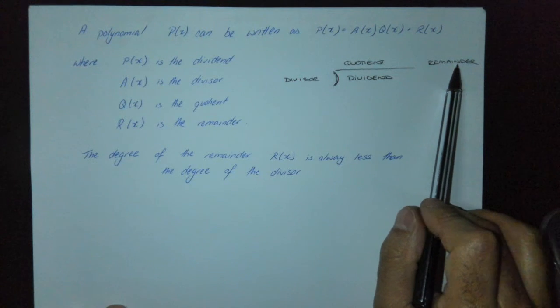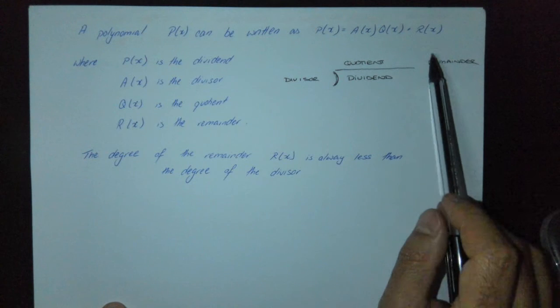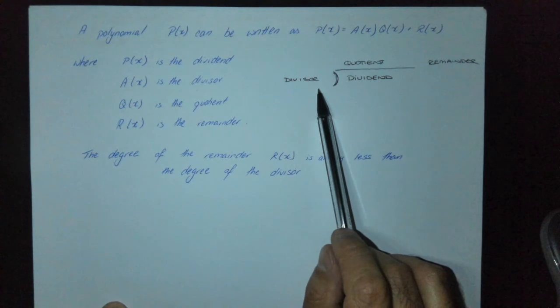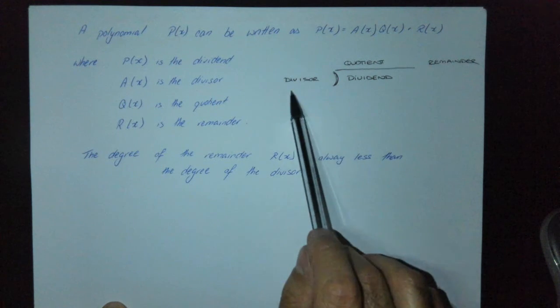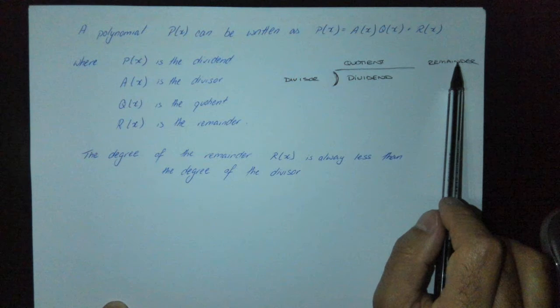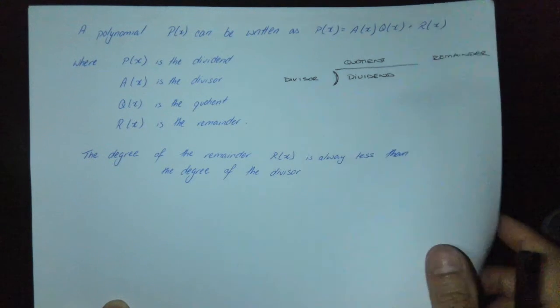One thing to note, and I mentioned this before, is that the degree of the remainder is always going to be less than the degree of the divisor. So if that was x to the power of 3, the remainder can't be x to the power of 4. It will have to be less than x to the power of 3, if that was the divisor.